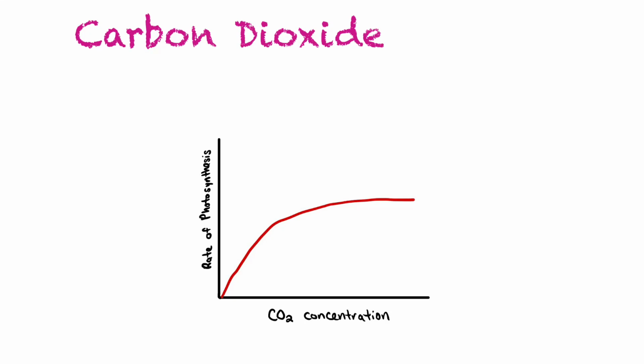Now, if you take a look at increasing carbon dioxide concentration, from 0, obviously there's no photosynthesis, but as you increase the concentration of carbon dioxide, you're increasing the rate of photosynthesis until, again, it reaches that maximum point and it will just plateau. So increasing the carbon dioxide levels isn't going to harm the plant, but it is not going to help the plant either.